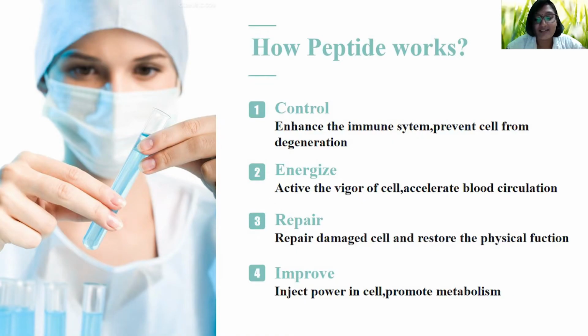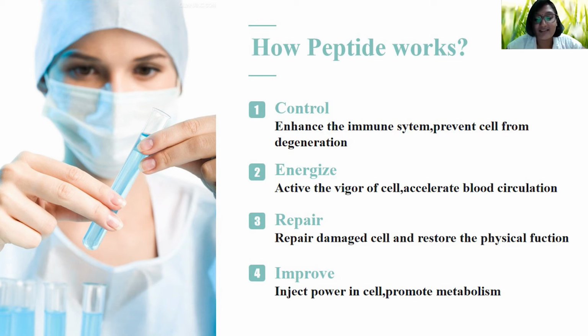Let us look at how peptide works in our body. It controls the immune system and prevents cells from degeneration. It enhances the immune system. It helps to prevent cells from getting into degeneration or cellular inactivity. It also activates the cells by accelerating and enhancing our blood circulation, giving nutrition throughout our blood circulation.